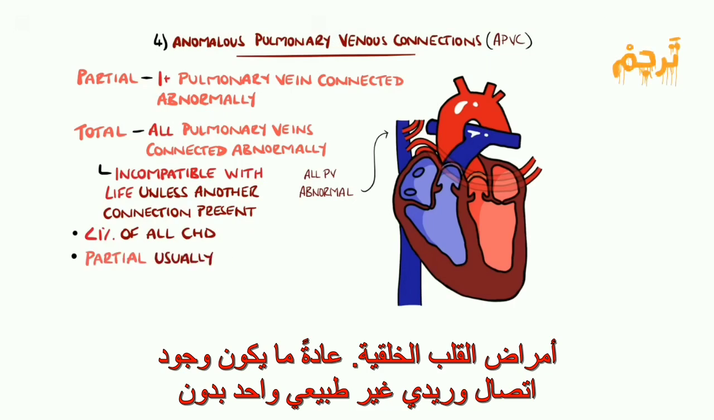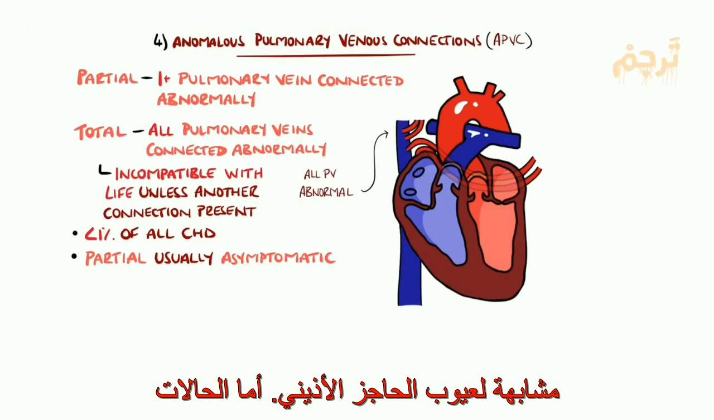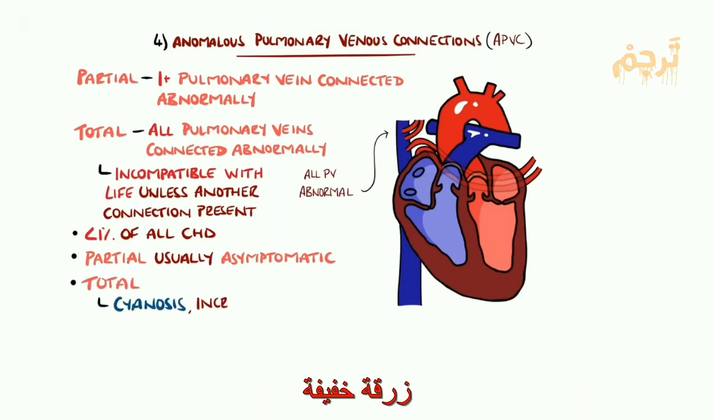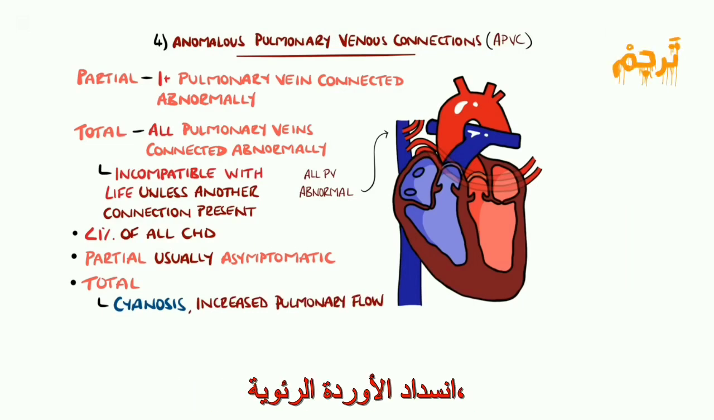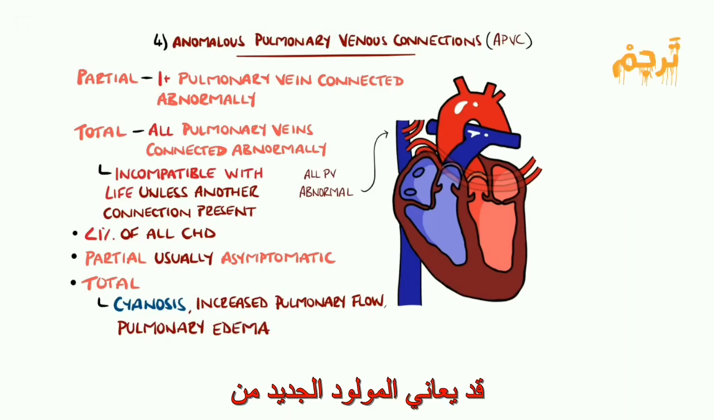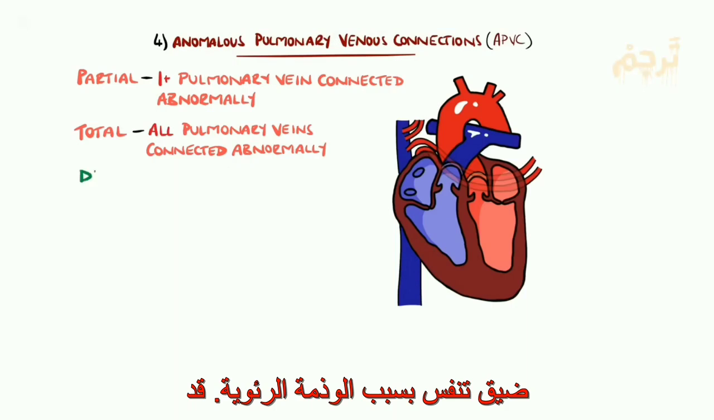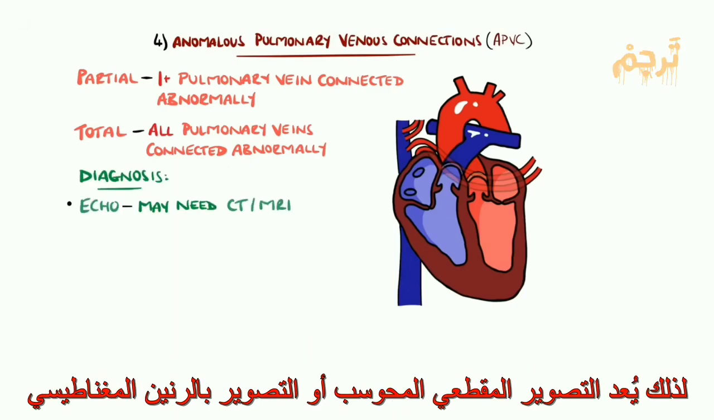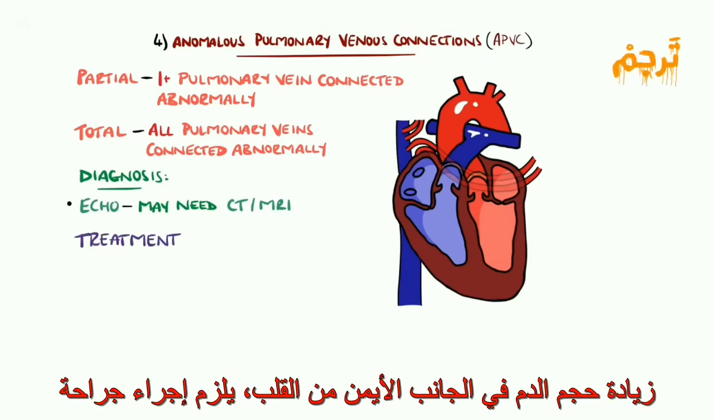One abnormal vein connection is usually asymptomatic, otherwise the presentation is similar to ASD. Those that are complete with large atrial connections will typically have mild cyanosis and increased pulmonary flow, while if the pulmonary veins are obstructed, the newborn can present with respiratory distress due to pulmonary edema. Echo may not be able to diagnose partial abnormal venous connections, therefore CT or MRI are options. In cases where there is right-sided volume overload, surgery is required.